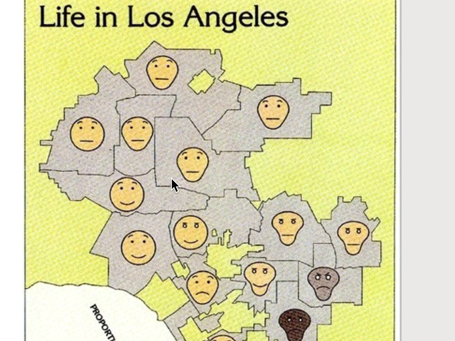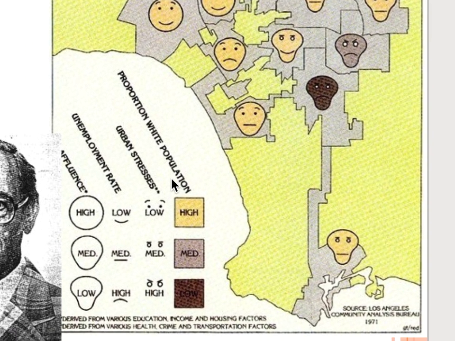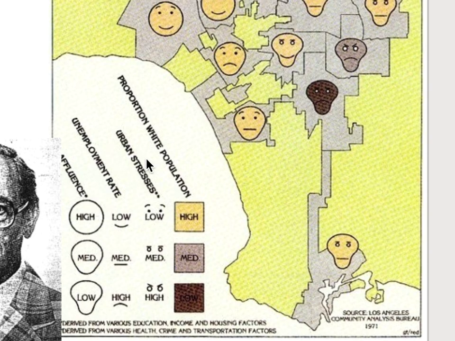This is based on life in Los Angeles, and we could see here with the legend that the facial features represent four different data sets. So we have the affluence based on the shape of the face, the unemployment rate based on if the face is smiling or sad, and we have urban stresses based on the eyes and eyebrows, and the proportion of the white population where the color scheme is high, that is yellow, and brown, dark brown, that it's low.